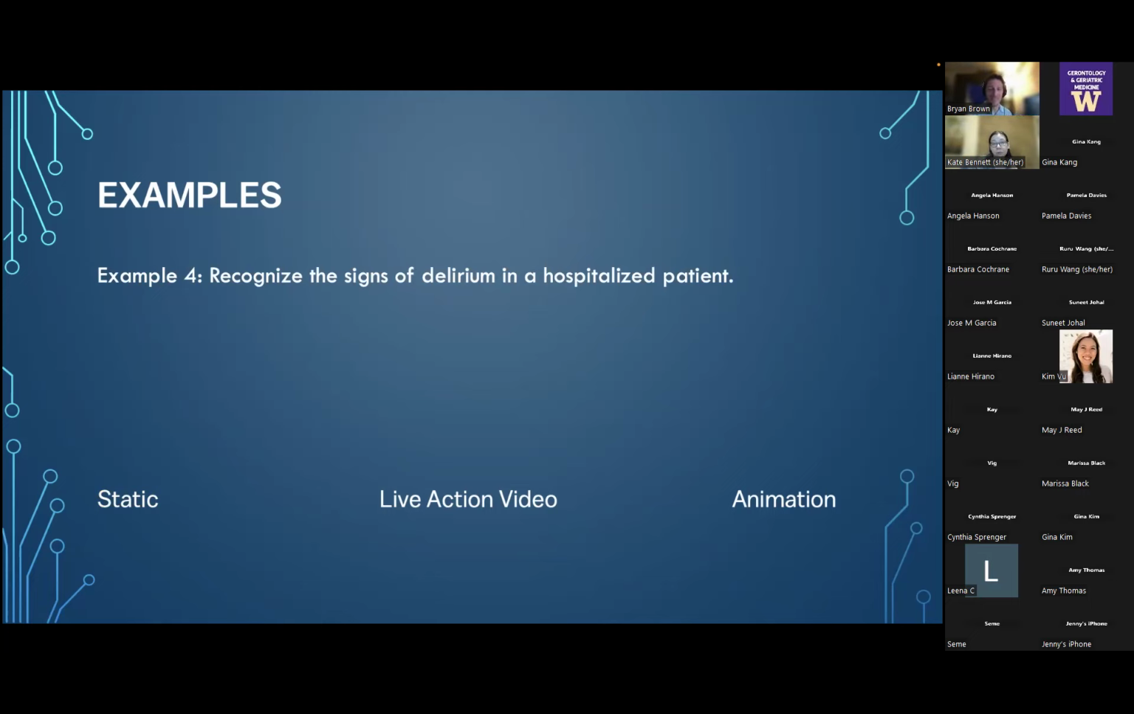Okay, recognize the signs of delirium in a hospitalized patient. Interesting. This one I get a little more debate. There's no right answer. So here, live action video. Okay. Because it is human beings. Any other counter arguments? It's okay if not. Or what might be the challenge with live action video? Or does animation feel sensitive?